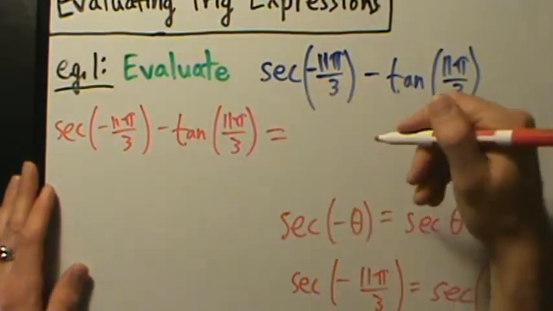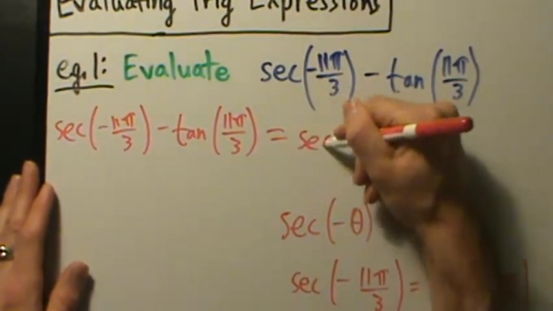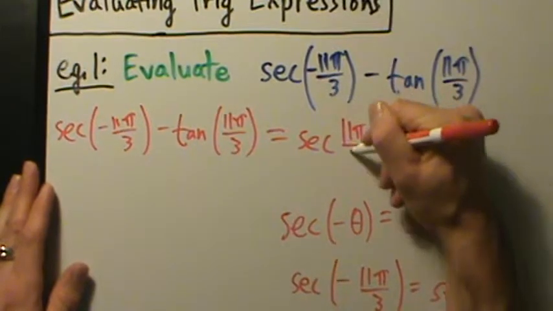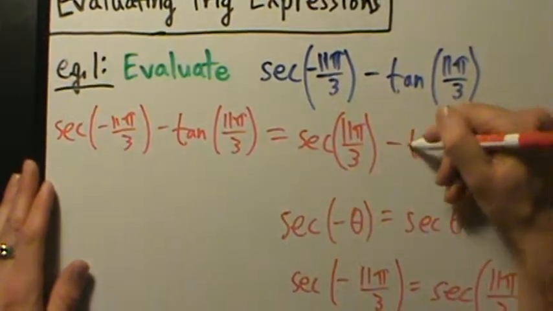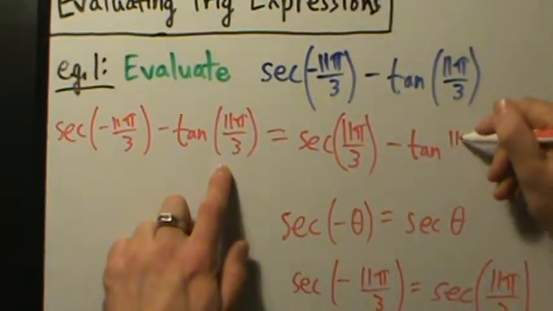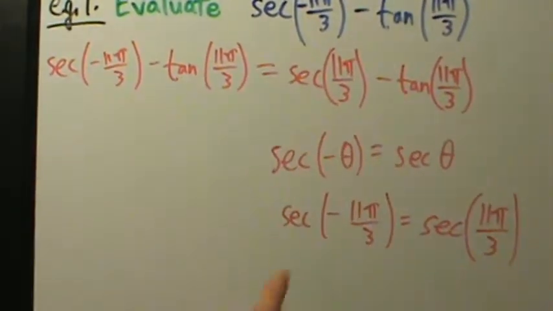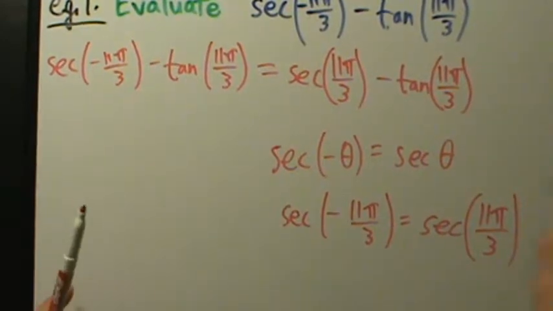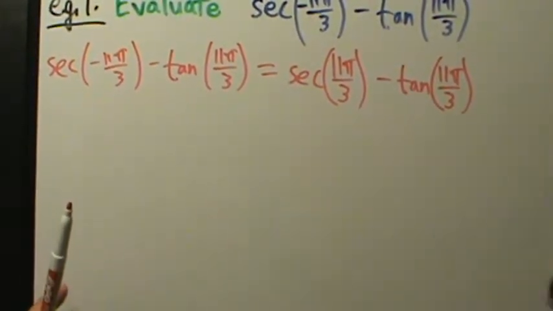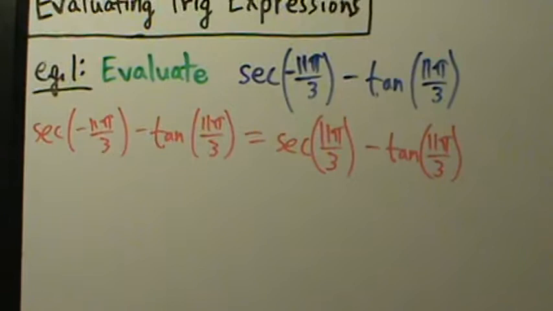So far we know that this equals just plain old secant of 11 pi over 3 minus, and then the tangent part stays the same. Again, because secant is an even function, we can just do that. So let's erase this now. That's nice. We got rid of that minus sign in there.